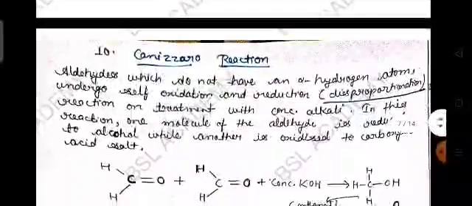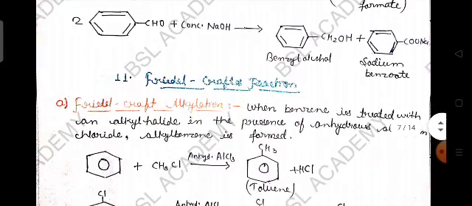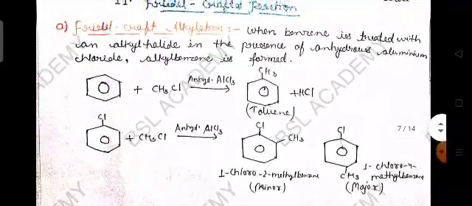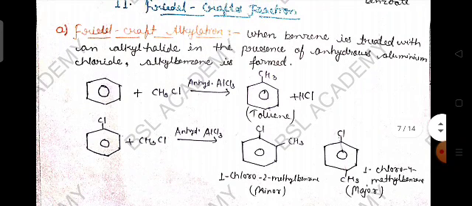So this is your Cannizzaro reaction, also known as disproportionation reaction, because it undergoes self oxidation and reduction, and the criteria of this reaction is what? Don't have any alpha hydrogen. So next one is Friedel-Crafts reaction. In Friedel-Crafts reaction we will discuss two types of reaction. First is alkylation and next one is Friedel-Crafts acylation.